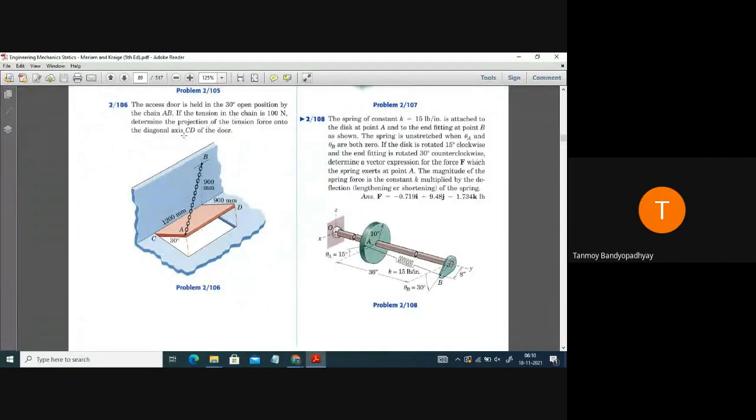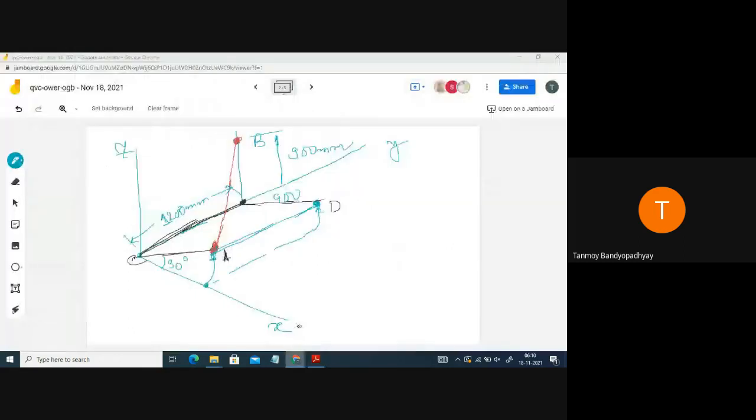One second, let me read the problem. So if the tension in the chain is 100 Newton, the tension will be in the direction AB, A to B. This door is held in position by the chain AB, so the tension is 100 Newton. If we want to calculate, initially we have to calculate the force vector T.